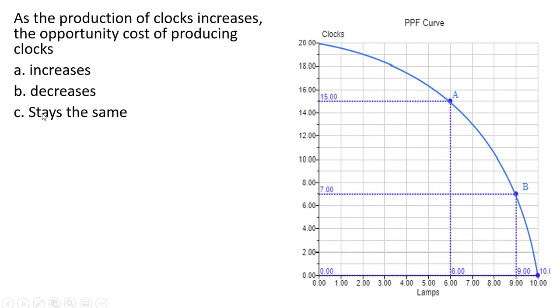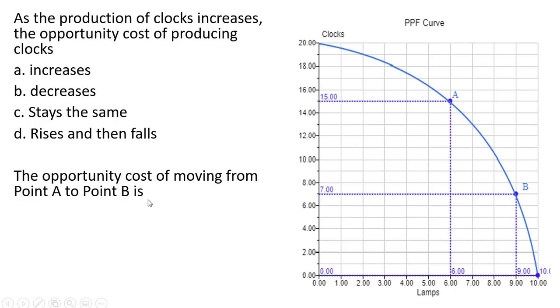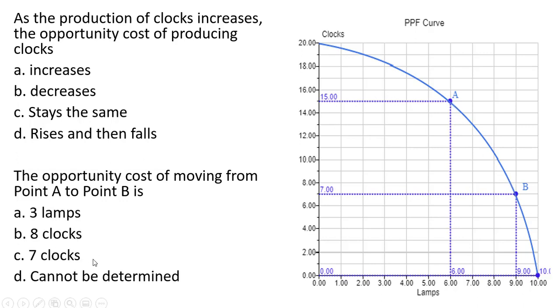So answer choice A. The opportunity cost of moving from point A to point B. Once again, we want to ask what is being sacrificed as we move from point A to point B. Clock production is falling. It falls from 15 to 7. So 8 clocks is the answer. Answer choice B is correct.